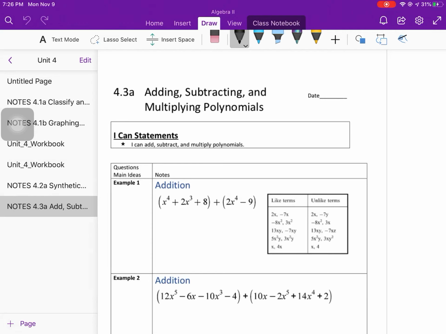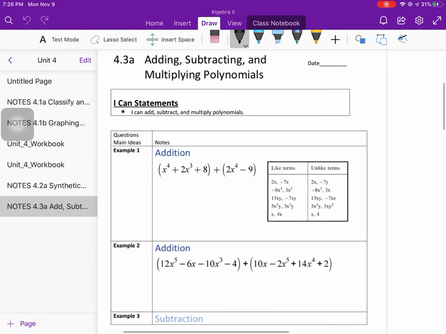Hey guys, welcome to Unit 4, Lesson 3a, which is adding, subtracting, and multiplying polynomials. You're going to notice a lot of the same ideas and concepts that you've already learned in the past when you were adding like quadratics. So if we look at the first problem here, we're going to start out with some addition.